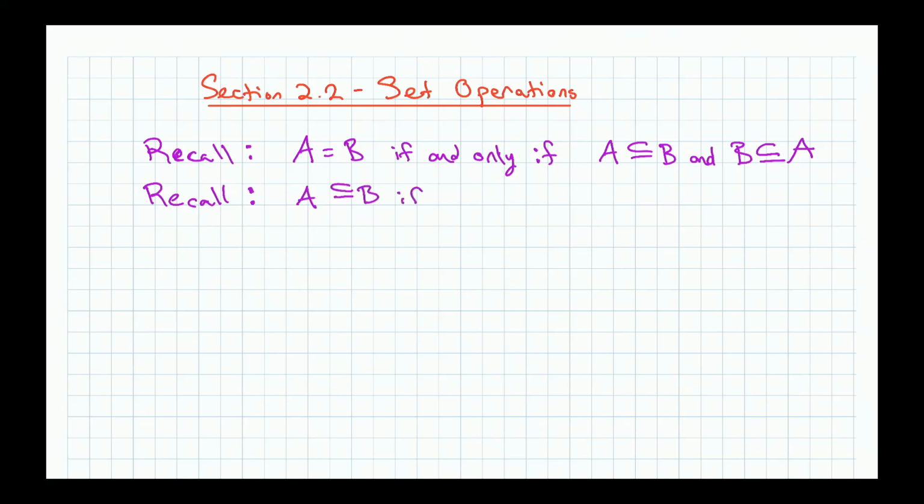if and only if for all X, if X in A implies X in B. Okay, so that's a definition of subset. I don't know how much we're going to rely on those, but it might be at some point, so let's just get them out of the way. Okay, so now we can start actually section 2.2.